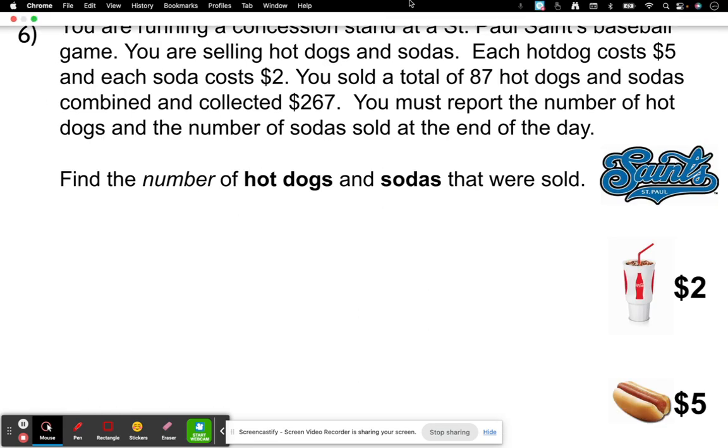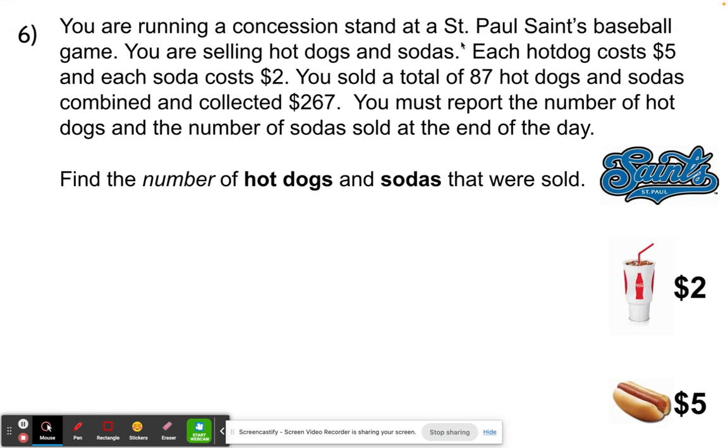Okay, I have a word problem here. I'm running a concession stand at St. Paul Saints baseball game. I'm selling hot dogs and sodas. Now let's look at this. Each hot dog costs $5. Each soda costs $2. I sold 87 hot dogs and sodas and collected $267. I have to know how much of each I sold.